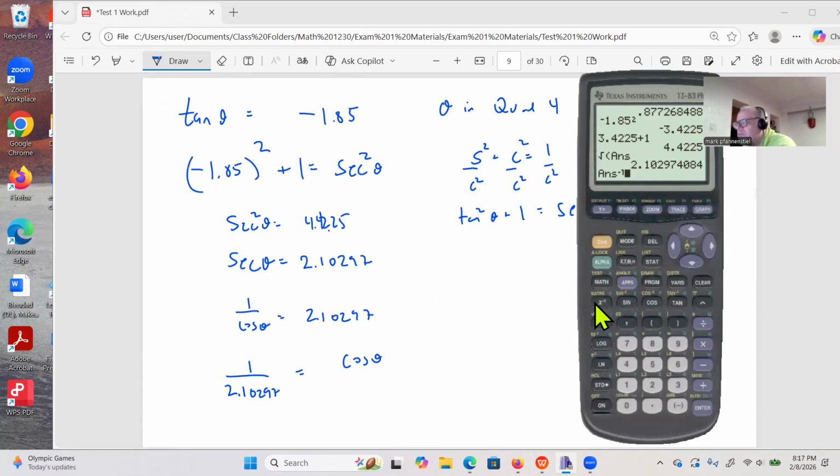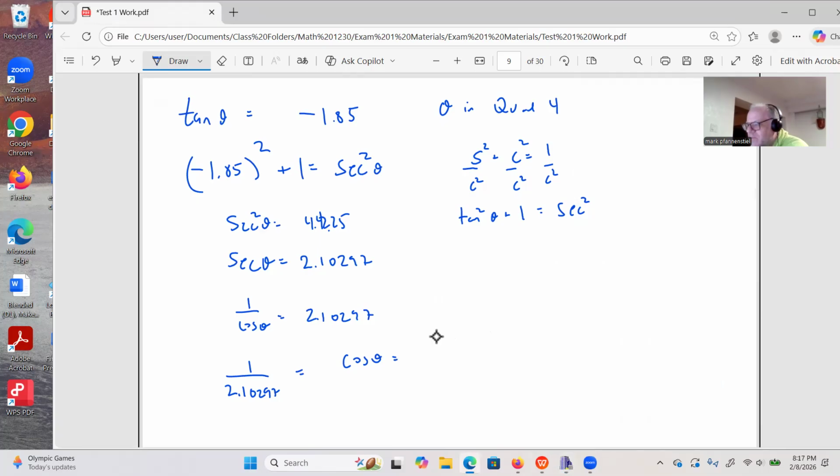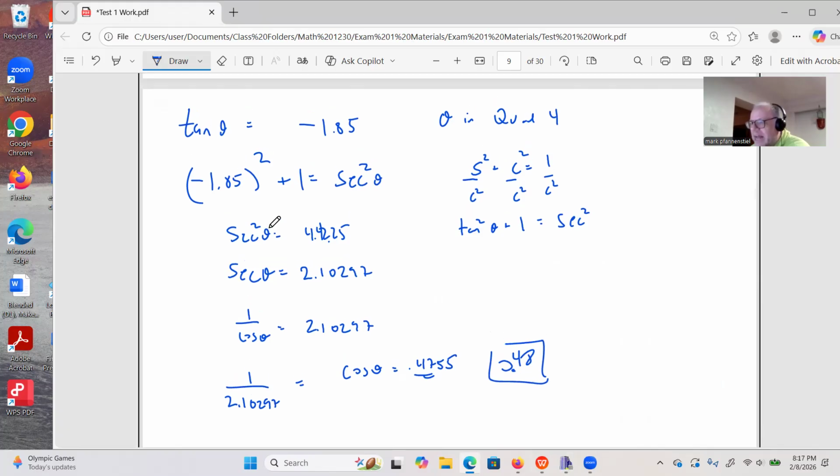So what are we doing? We're doing this, that's reciprocal. So this was cosine is equal to 0.4755. It only asks for 2 decimal places, so we'll say this is 0.48. Okay, we'll just go with that. 0.48.